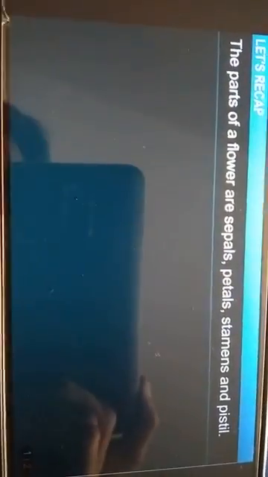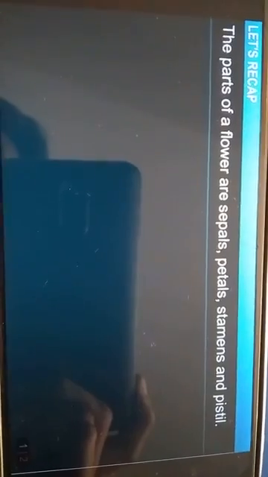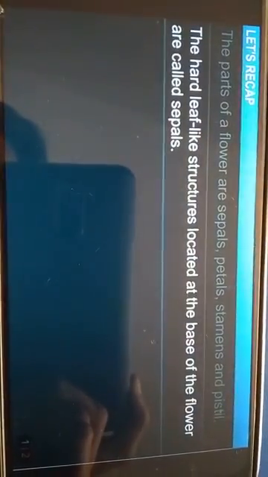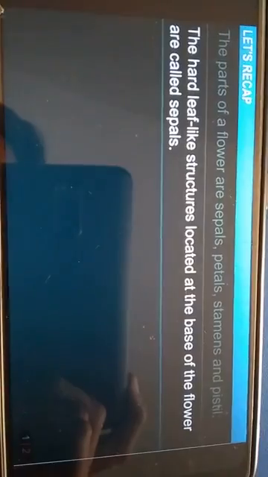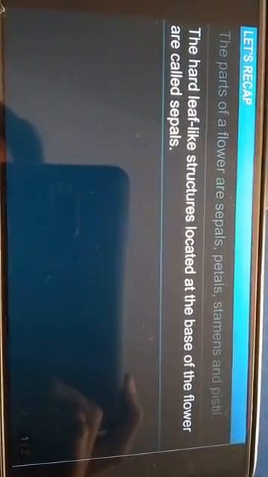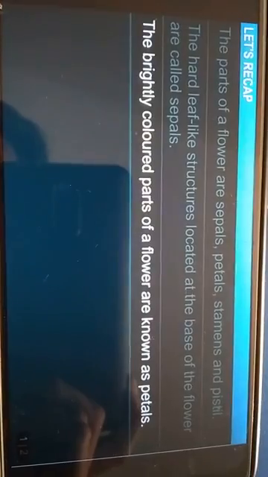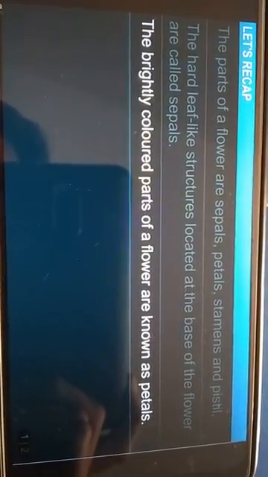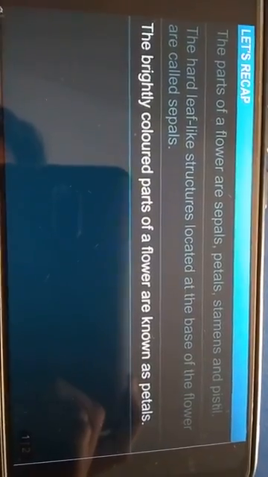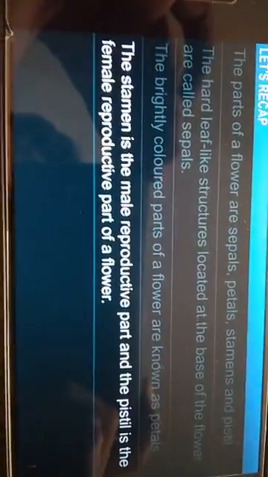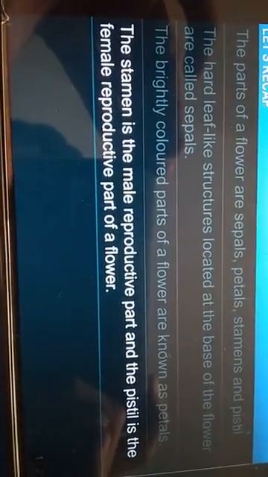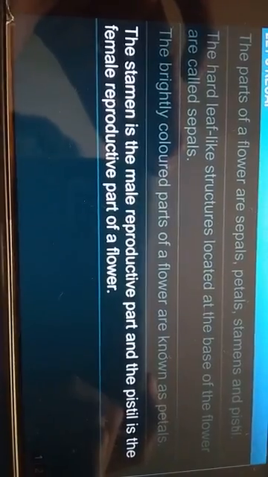In this module, you learnt that the parts of a flower are sepals, petals, stamens, and pistil. The hard leaf-like structures located at the base of the flower are called sepals. The brightly colored parts of a flower are known as petals. The stamen is the male reproductive part, and the pistil is the female reproductive part of a flower.